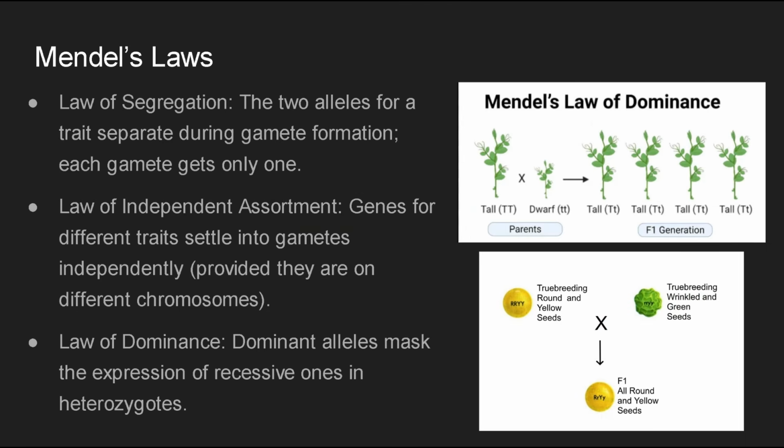Now, let's transition from mitosis and meiosis directly into the actual laws of inheritance. Gregor Mendel's work gave us the rulebook for inheritance itself. His first law, the law of segregation, states that the two alleles for a trait separate during gamete formation, so each gamete gets only one. His law of independent assortment says that genes for different traits on different chromosomes settle into gametes independently. Lastly, his law of dominance explains how dominant alleles can mask recessive ones and show up in a heterozygote.